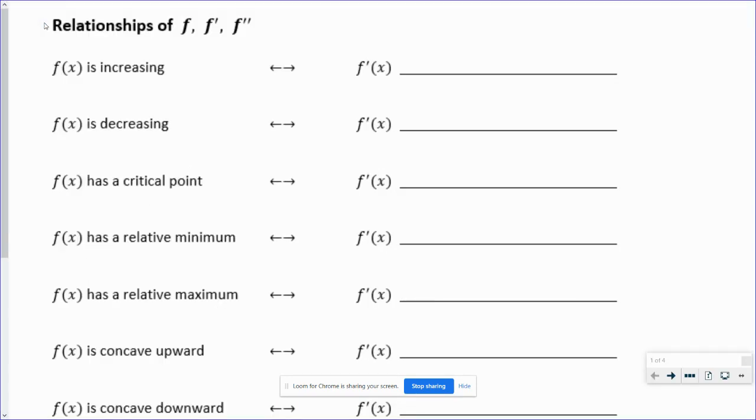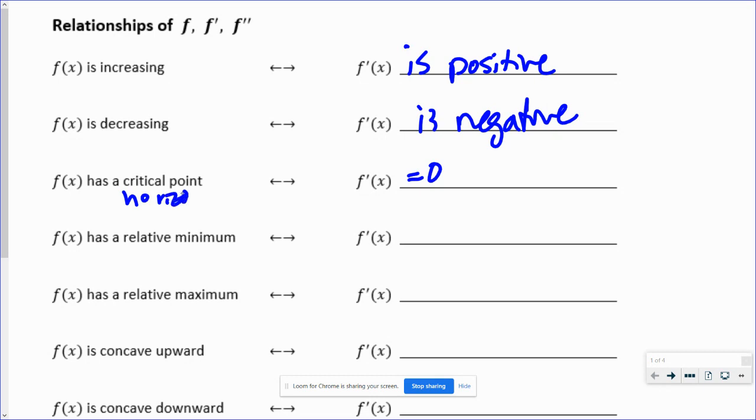First of all, if f is increasing, then that means that f prime is positive. If f is decreasing, that means f prime is negative. If f has a critical point, that means f prime is equal to 0. We could also see this written as f has a horizontal tangent. Okay, so just be aware of that, same thing where derivative is equal to 0.